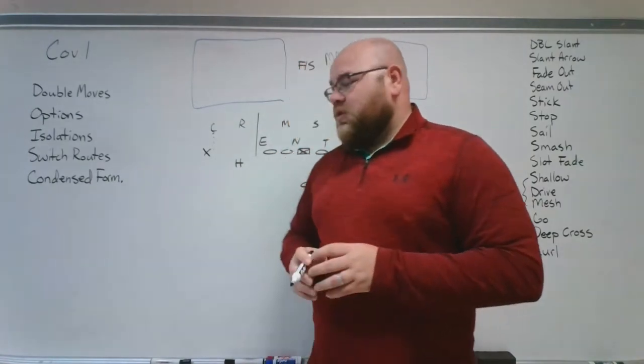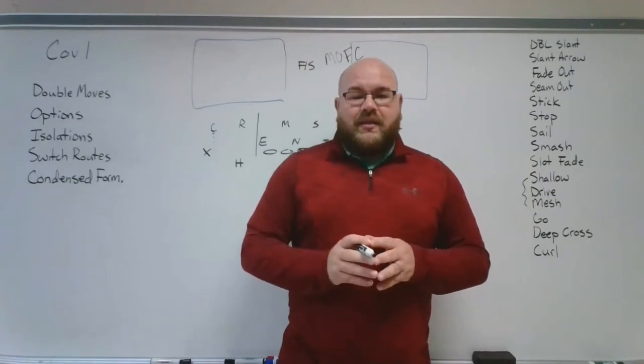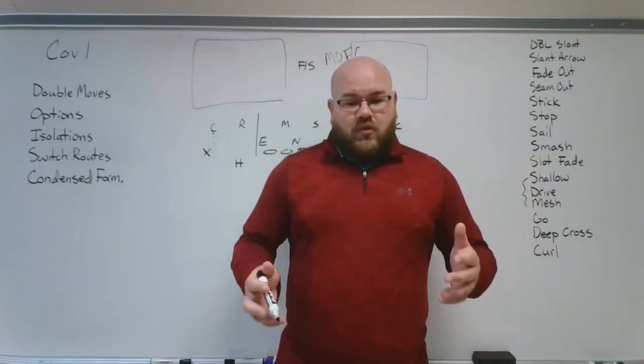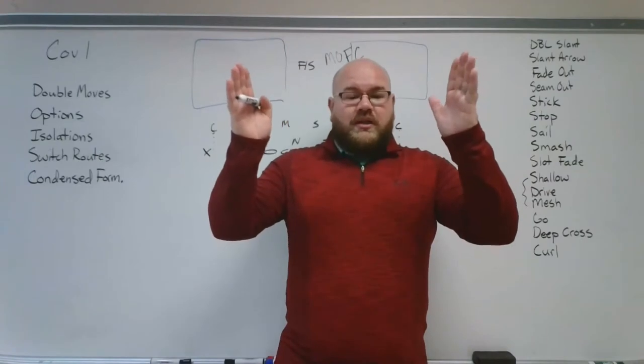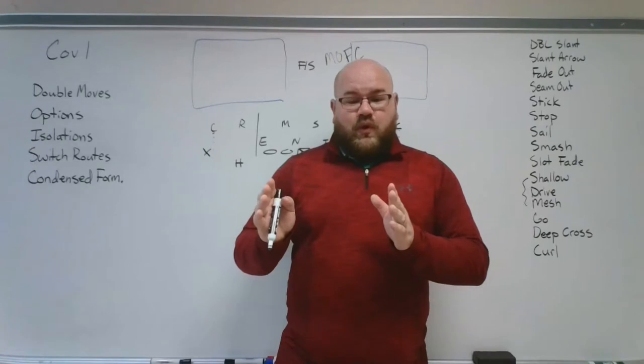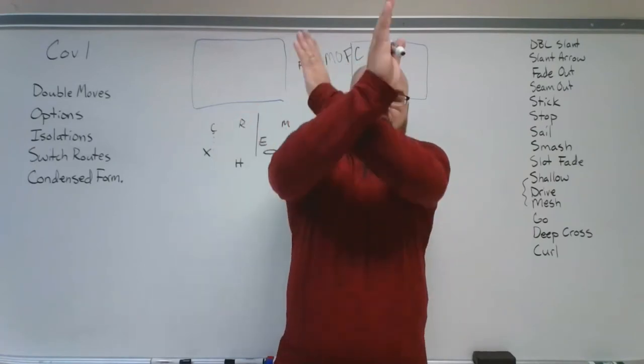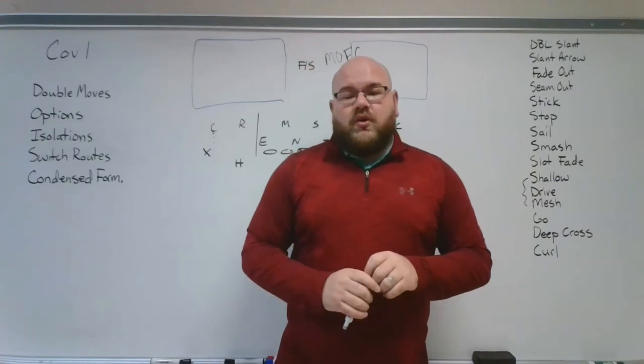Then we also have switch routes. Now that could be, again, this is a run and shoot idea. The concept is called switch. It is from running two vertical routes from a four vertical idea. The two receivers on one side, they have the outside receiver, the inside receiver, and they switch and then they keep running their vertical routes.